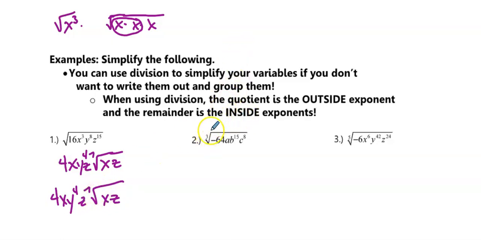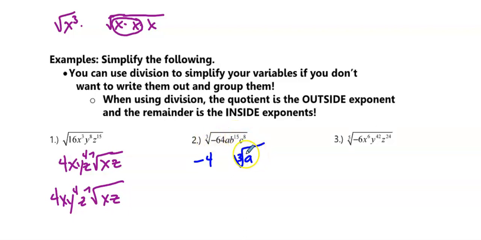All right, now we have the cube root of negative 64 a b to the 15th c to the 8th. So cube root, we're looking for sets of 3. Okay, so the cube root of negative 64, we can pull that negative out. Cube root of 64 is 4. There are no 3's in 1, so we're going to leave the a under the radical.